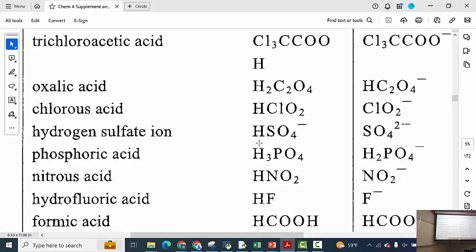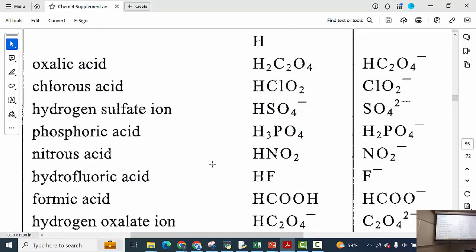Bisulfate, oddly enough, is a stronger acid than phosphoric acid. But why is it called bisulfate? Somebody named it bisulfate. Most people don't call it hydrogen sulfate. You know what most people call it? Bisulfate. Most people call it bisulfate, and therefore you should know bisulfate.